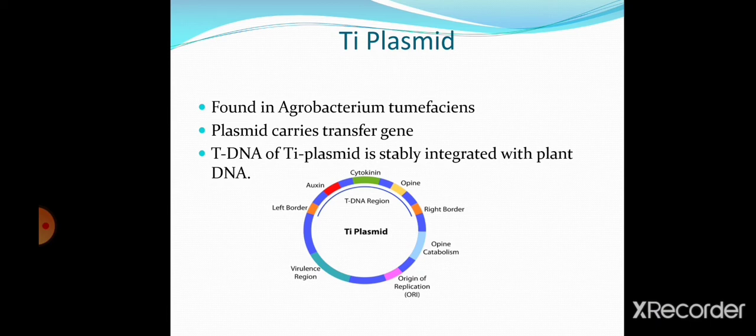This plasmid carries transfer genes, which help to transfer tDNA from one bacteria to another bacteria or plant cells. This tDNA of the TI plasmid is stably integrated with the plant DNA. It will combine with the plant DNA.